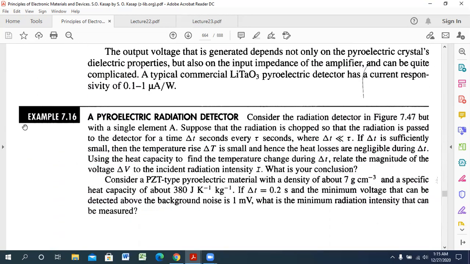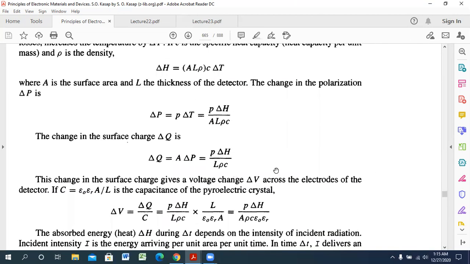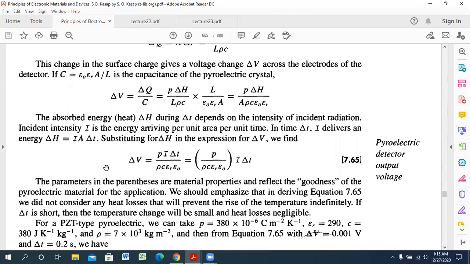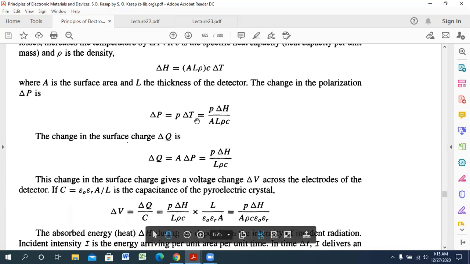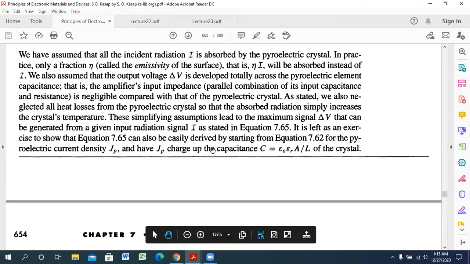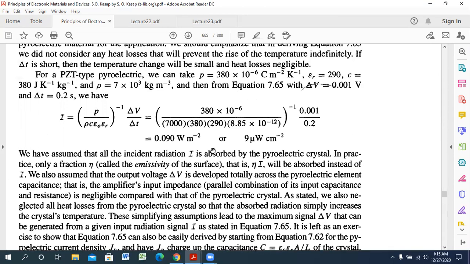Next, try to solve example number 7.16. In the initial part there are derivations, and in the next part there is a mathematical part. So these derivations are also important. This is all about piezoelectricity, ferroelectricity, and pyroelectricity. Now I have shown you everything from the book.